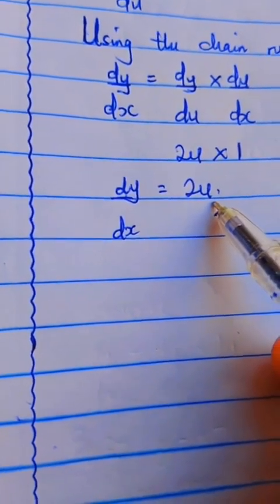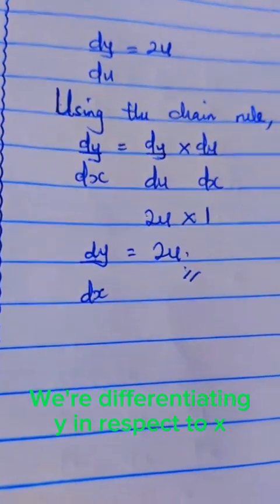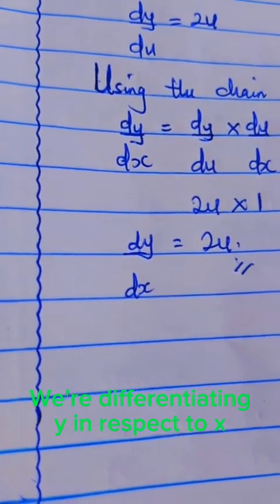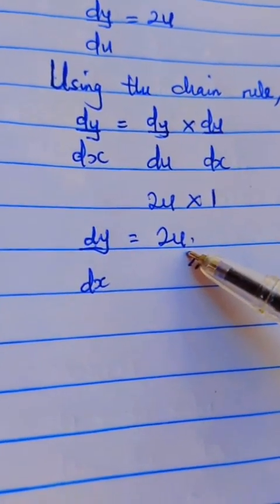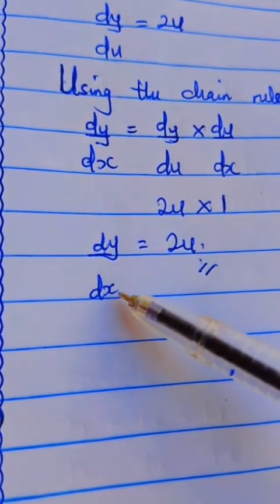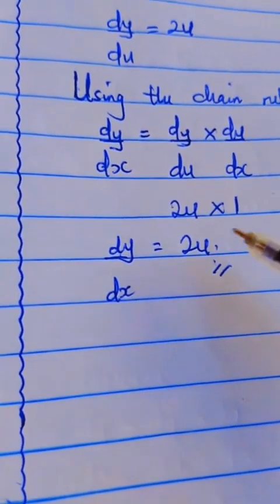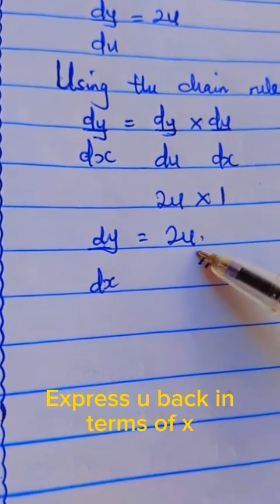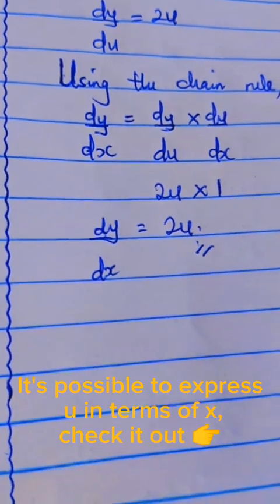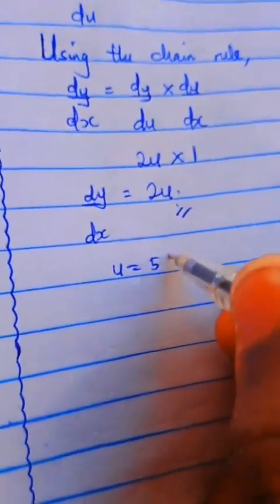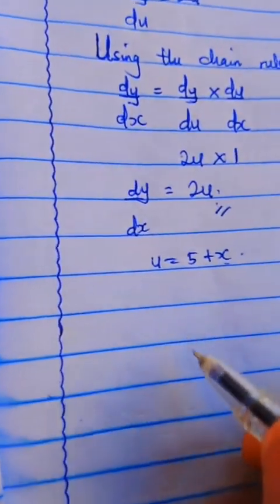All right, let's continue. We have u here, and we are differentiating y and x. Are you following me? It's not possible for us to differentiate and have different terms with respect to each other. We have y, x, and u here. It's not possible. So let's just express u back in terms of x. Don't forget I said our u equals 5 plus x. So I have a term in x which is also representing u.